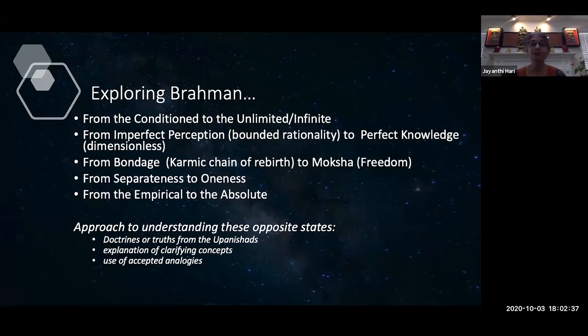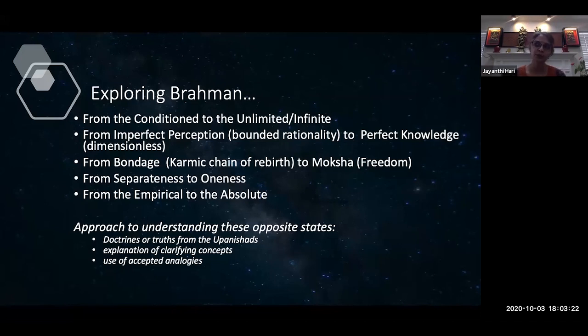Now, the states on the right that you see, infinite, perfect knowledge or dimensionless, moksha, oneness, absolute, these actually describe Brahman. This is also the nature of the self. You will observe that the right and the left are diametrically opposite states. The ideal states are the ones on the right, and these are what we will attempt to understand, because right now they're not within our realm of understanding or even experience, but we will attempt to find out what they represent. So in the forthcoming slides, I will be delving into each of these phrases.